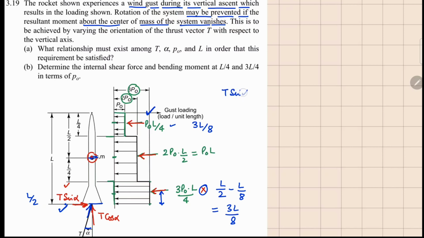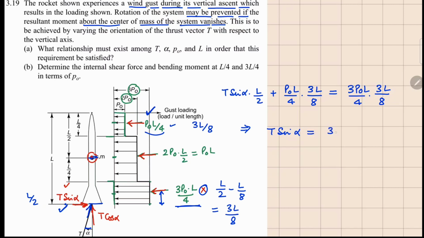Let's write the equation for moment balance. Your T sine alpha times L by 2, this is anti-clockwise, plus this force right here, P naught L divided by 4 at a distance of 3L by 8, equals this force which is giving you clockwise moment, so 3P naught L by 4 times 3L by 8 in this case. If I simplify this relationship, I get T sine alpha is equal to 3 times P naught L divided by 8. So this is the answer to your part A.